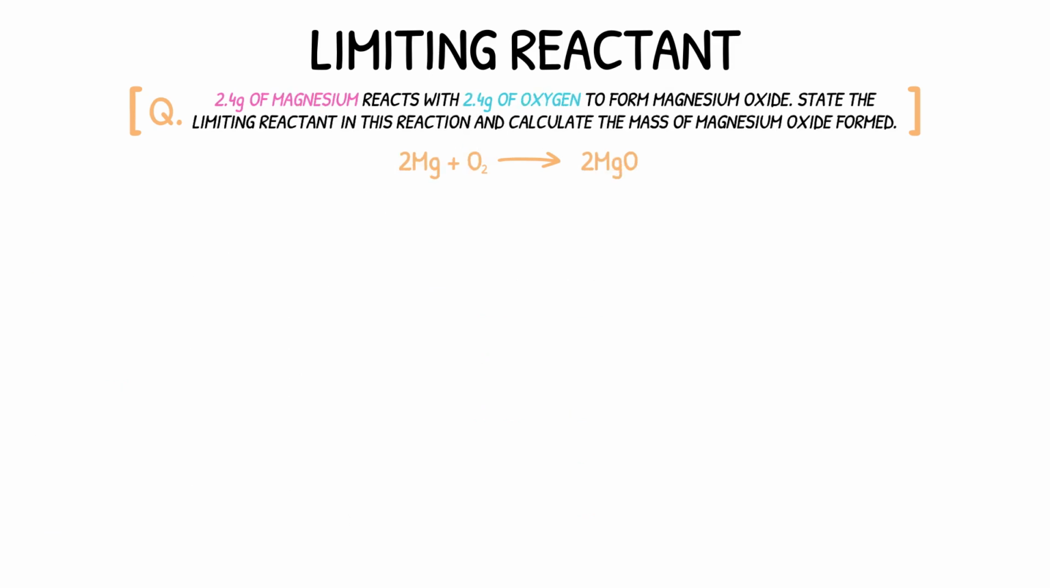In this example, 2.4 grams of magnesium reacts with 2.4 grams of oxygen to form magnesium oxide. State the limiting reactant in this reaction and calculate the mass of magnesium oxide formed. As mentioned in the previous example, it's crucial that we first check the equation and ensure that it's properly balanced.